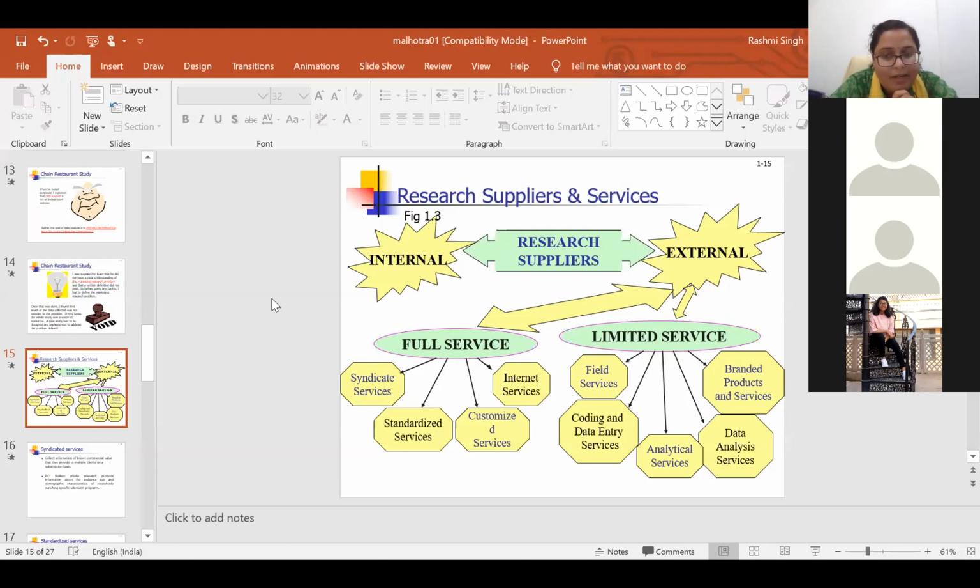Clear? And the limited means they will provide you some limited services. Like if you tell them this is the objective, please collect data for these variables, or please make some questionnaires for these variables. So that is the limited service. They will not provide you the full services, but they will provide you a few services. There are some organizations, people, who generally don't know how to analyze. If they have data but they don't know how to analyze the data, limited service providers generally provide you some data analysis services. Sometimes they collect data on your behalf. So that is the difference between the full service provider and the limited service provider.